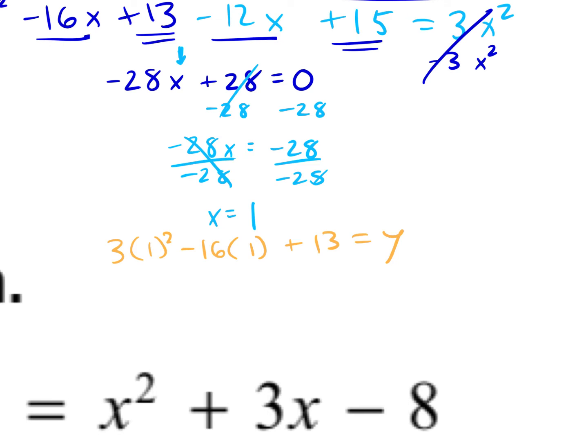1 squared is 1, and 1 times 3 is 3. Minus 16 plus 13 is equal to y. Here we would have 3 minus 16, which is negative 13, plus 13 would be 0. How would I write my answer? 1 comma 0.